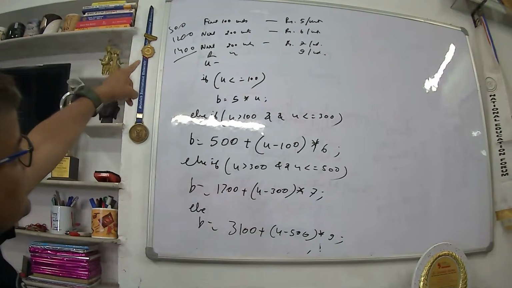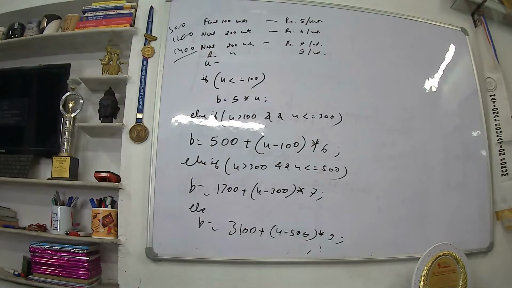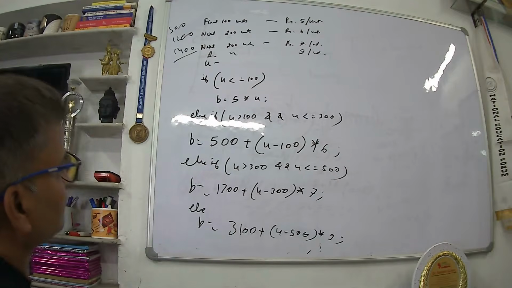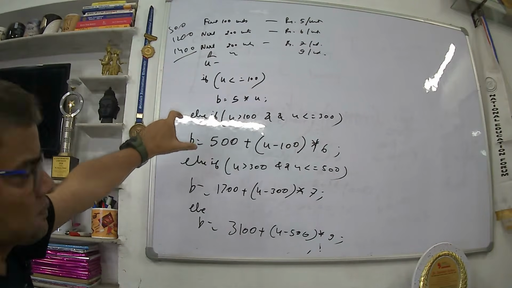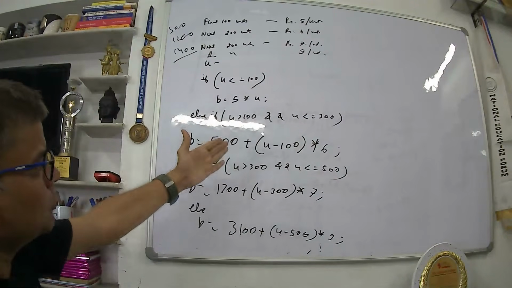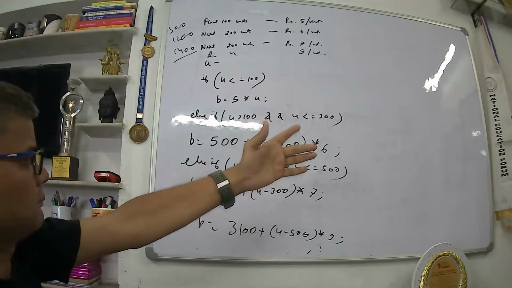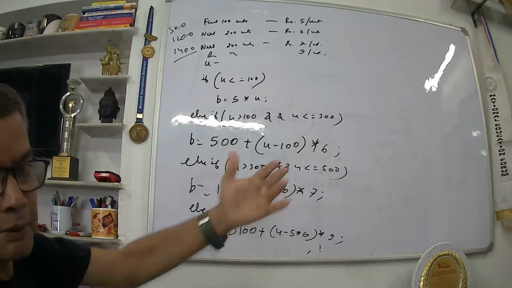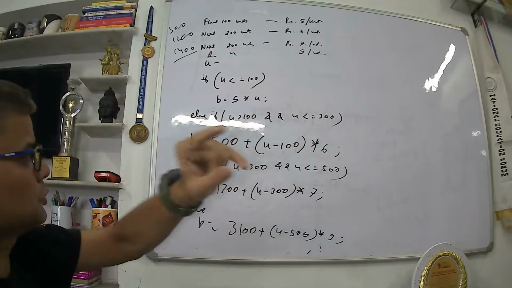Just see here, first 100 units, it was rupees 5 per unit. So if U is less than equal to 100, B equal to 5 into U. Else if U is greater than 100 and U is less than equal to 300, then for the first one it is 500 plus (U minus 100) multiplied by 6, as much more than 100, that into 6.